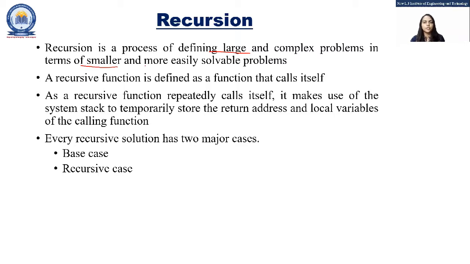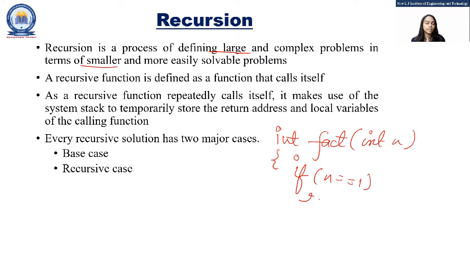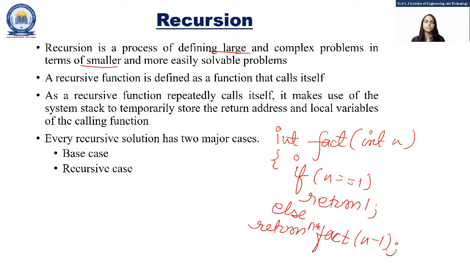So a recursive function is defined as a function which is calling itself. We all know that if we want to write a recursive function of factorial, we can write it as factorial, right? So if n is equal to 1, then we'll return 1, else we'll return n into factorial of n minus 1. So basically this is a function fact and we are calling the same function in its logic, right?